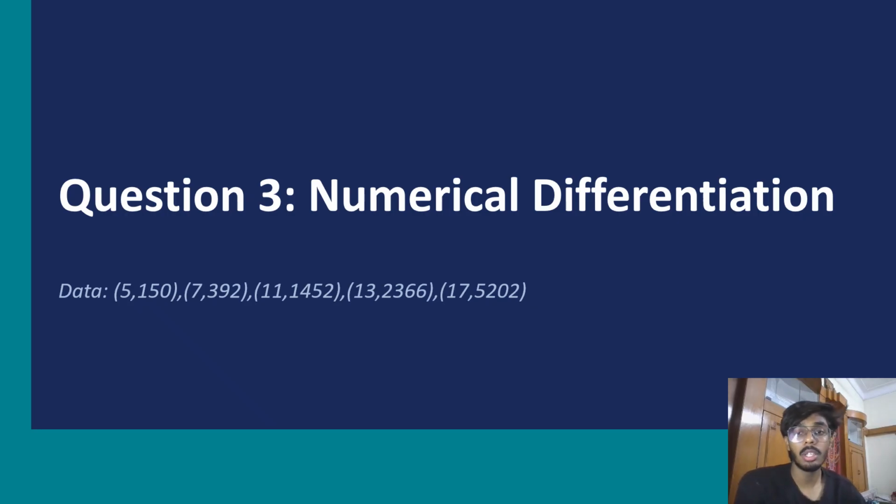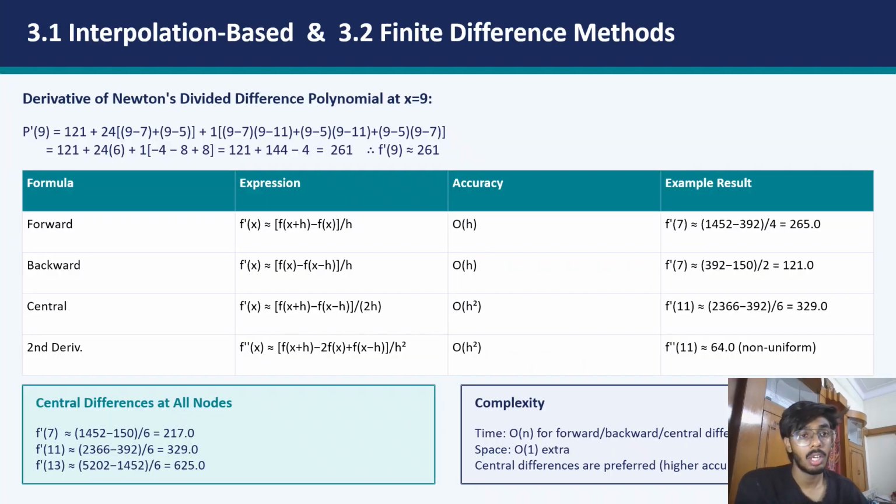The third question is numerical differentiation. We have to perform numerical differentiation on the given data. First we use interpolation-based and then finite-difference-based methods. In this, we have to calculate p dash of 9, the value at x equals 9. We have four respective formulas: for forward difference, backward difference, central difference, and second derivative. We have the respective formulas here and their accuracy, which is O of h, O of h, O of h square, and O of h square.